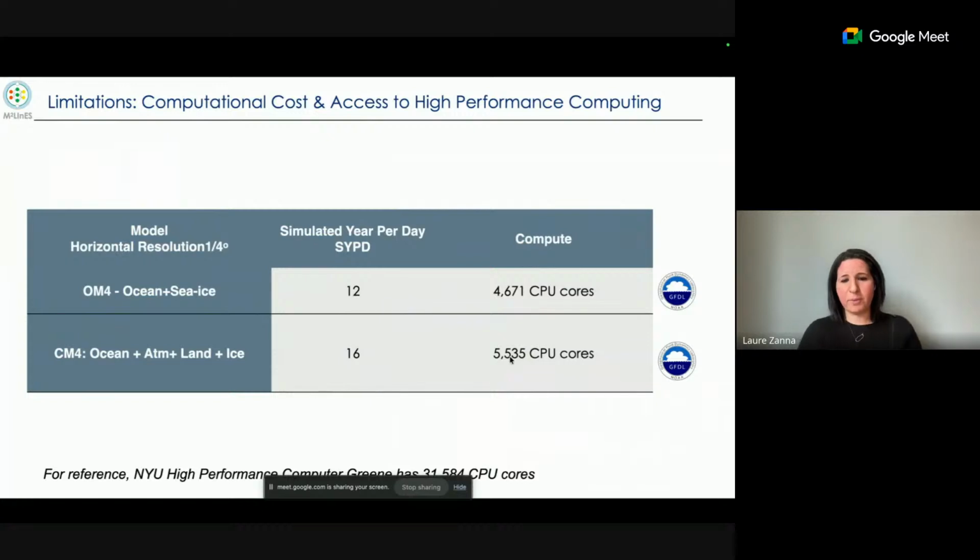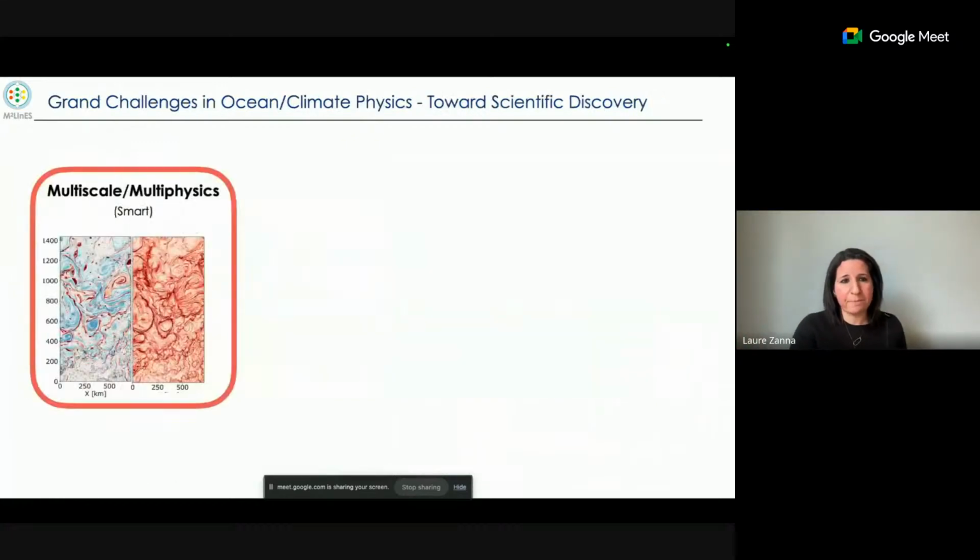So it's pretty expensive. At NYU, our big cluster is just a little over 30,000 CPU cores. Right? So it would take a large chunk of NYU resources to have a very short climate simulation if I wanted to do something like this. So it's quite limited in terms of compute, right? And of course, one needs access to high performance computing. So computational cost and access to HPC is an issue to run the simulations at higher resolution or to run them longer.